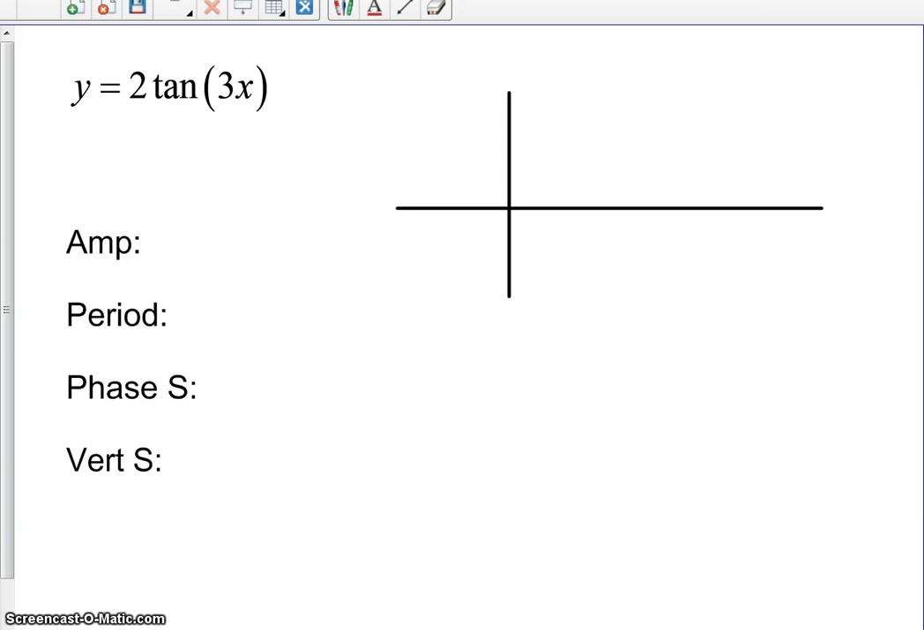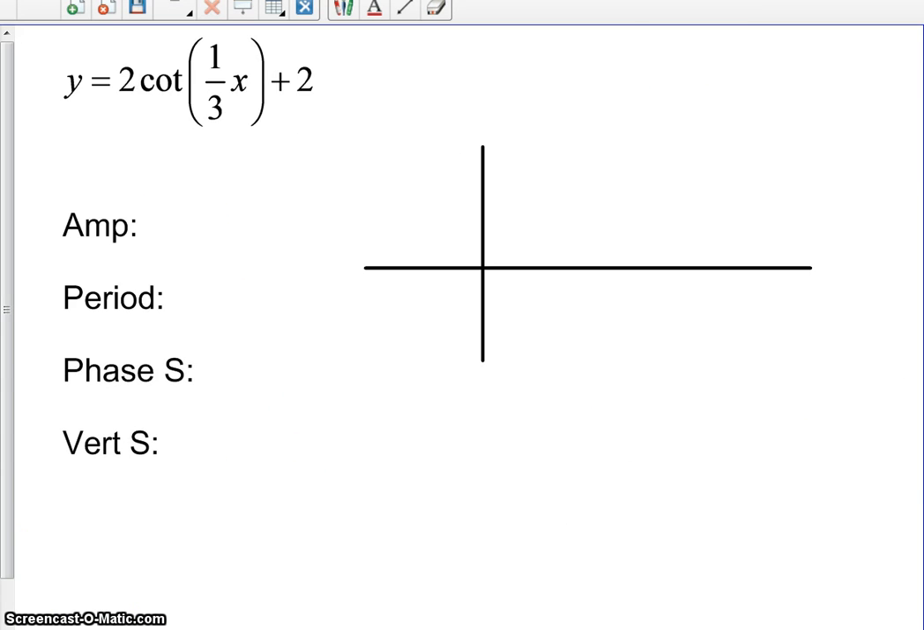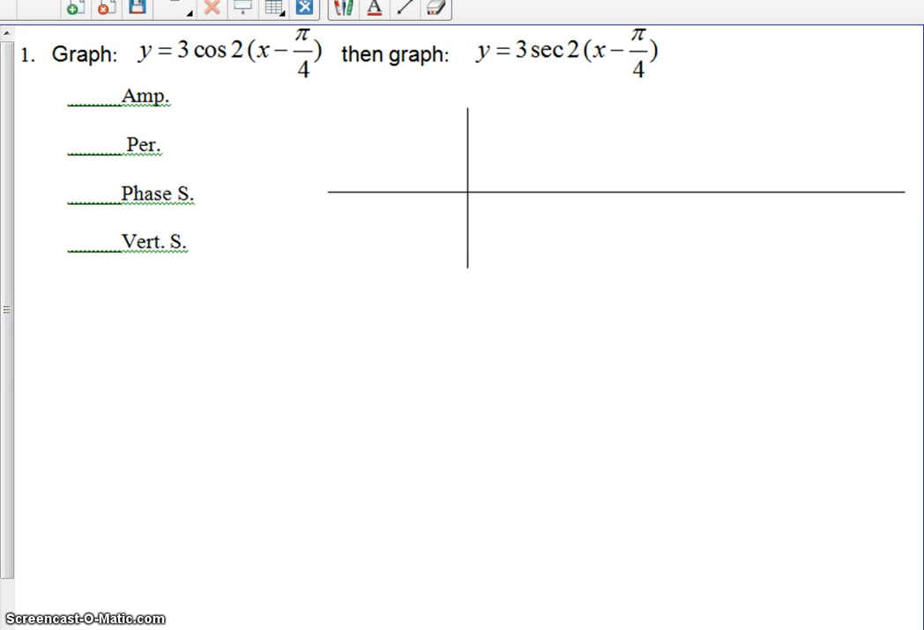Let me do one example. I think I have time here for an example from our problems. So let's look here. Oh, we actually start with graphing this cosine. In the first example, I said, okay, first go ahead and graph that 3 cosine of 2x minus pi over 4, and then graph it when there's a secant.